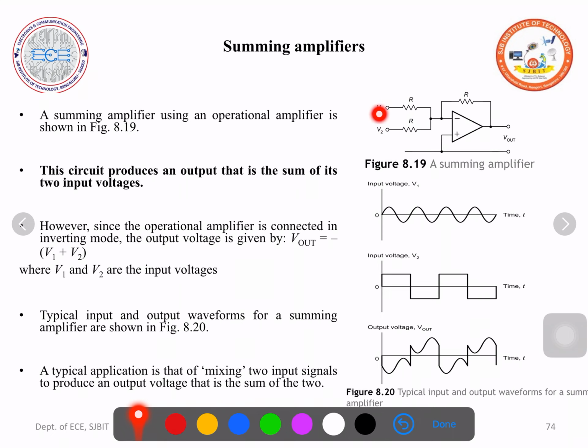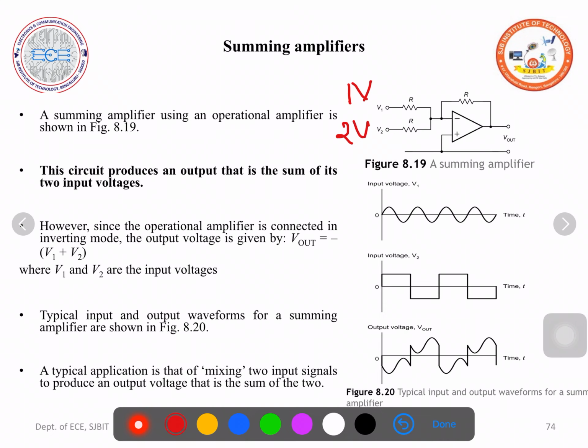So let us consider two input voltages V1 and V2 applied through the resistances R to the inverting terminal, and there is a feedback from the output to the inverting terminal through a feedback resistance R. Here they have selected all the resistance values as the same value. Now we will go for a simple example. 1 volt we will apply to V1, 2 volts we will apply at V2. It is an adder circuit or a summing amplifier.